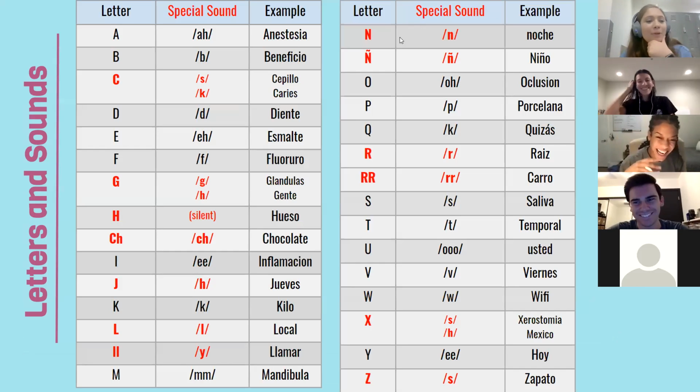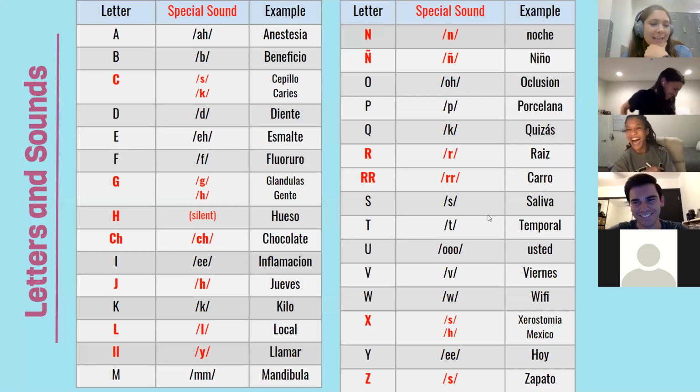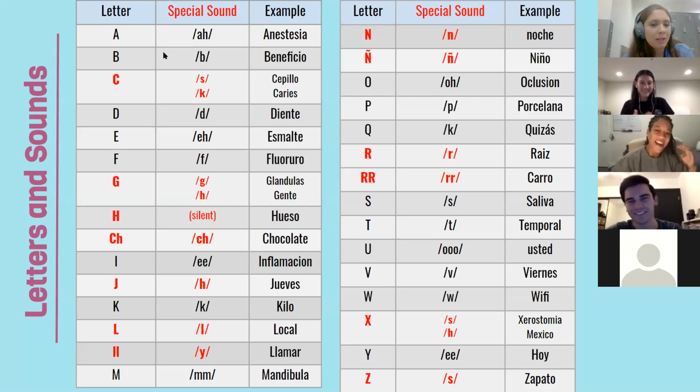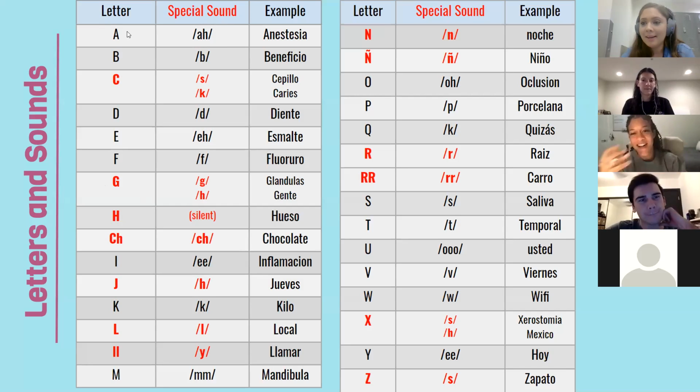Now we're going to go over the letters and the sounds. We already went over the vowels, so let's go over some of the ones we haven't done. Does anybody remember what is the sound of the letter A? Perfect. Now for B, it's going to be like B. An example of that is beneficio. I'm going a little bit fast, but it's just like the B.